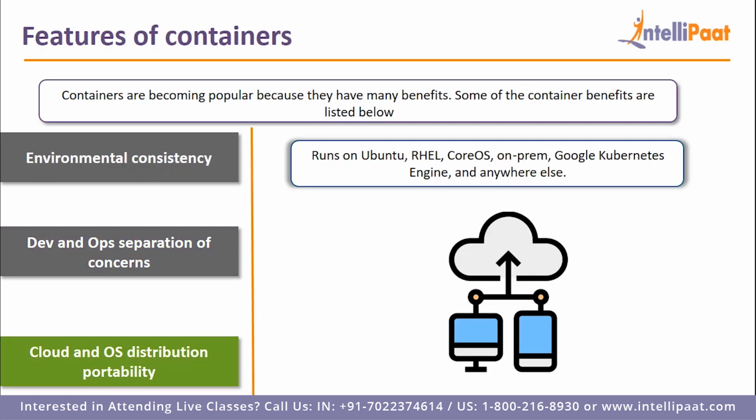Moving ahead, we have cloud and OS distribution and portability, right? So basically the same thing again, it runs on Ubuntu, RHEL, CoreOS, on-premise applications, Google Kubernetes Engine, and anywhere else. So you have all of these different cloud and OS distributions, and you can move whatever container images you have from one OS to the other, or one cloud platform to the other. You can pull images directly. That allows you to have a portable environment which can be used anywhere. So that is a very good advantage to have.